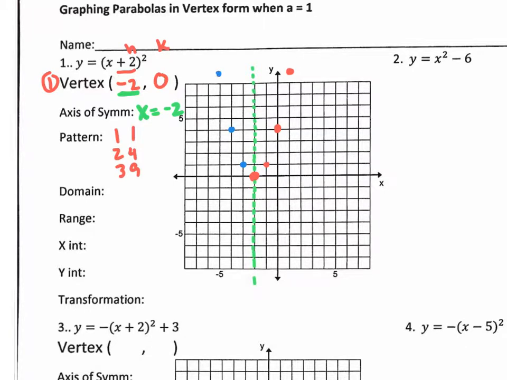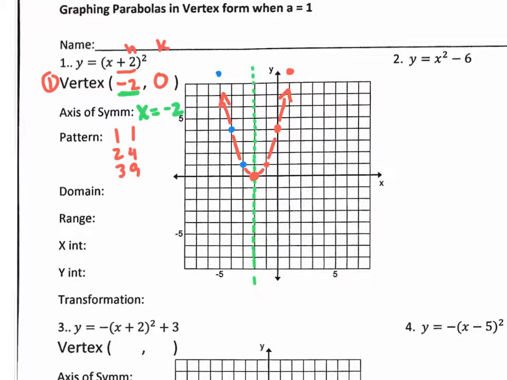And again, how do you reflect it? Just count. 1 unit, 1 unit. 2 units, 2 units. 3 units, 3 units, same level. So that's our parabola. Put some arrows on it. Go through those points carefully. Make sure those arrows are pointing to the ones that are off the graph.